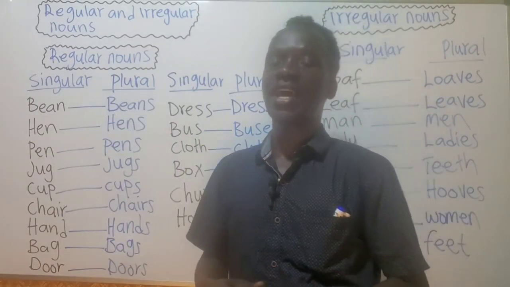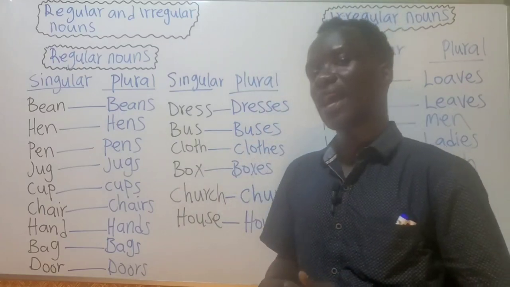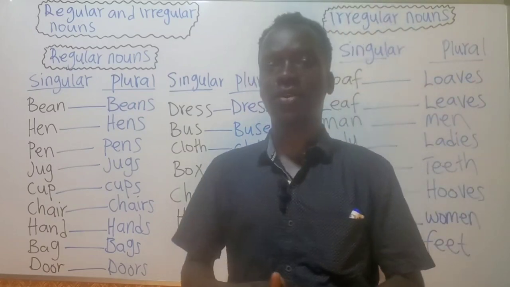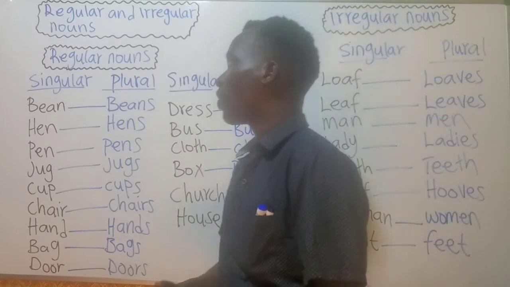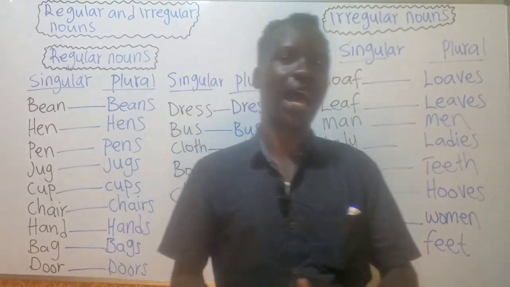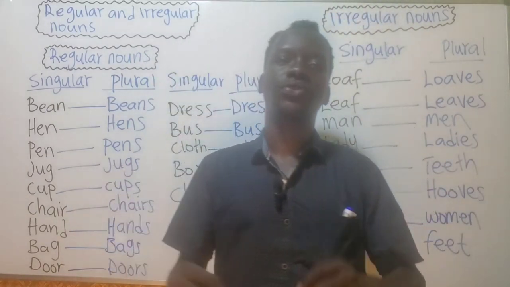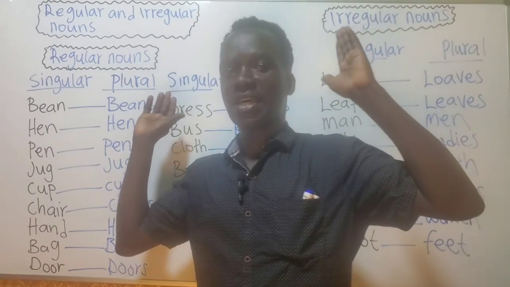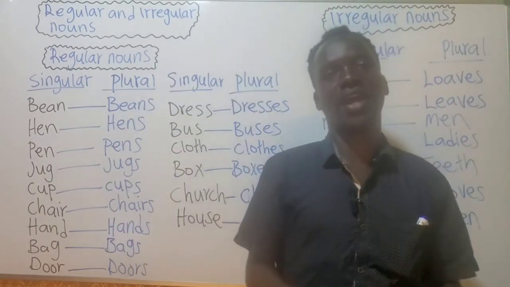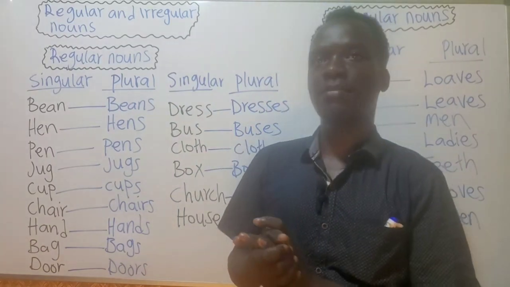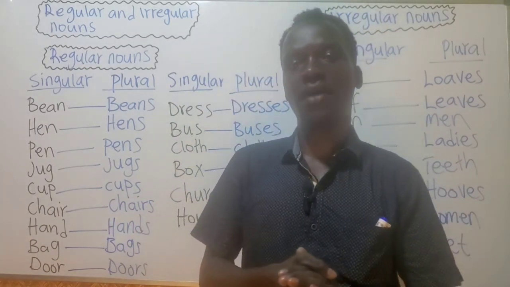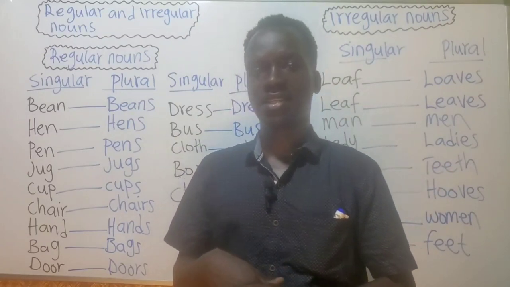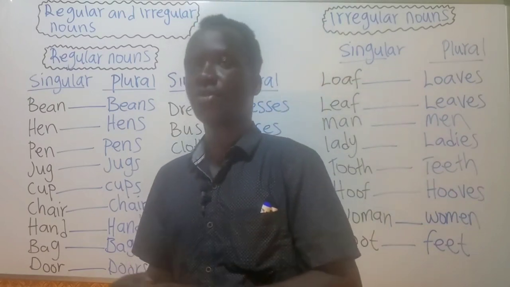So today we have regular and irregular nouns. That is what I got for you today. How do you know that a noun is regular or not? They are known when you want to use singular and plural. Some nouns become irregular when they are in plural, but when they are in singular, it remains regular.